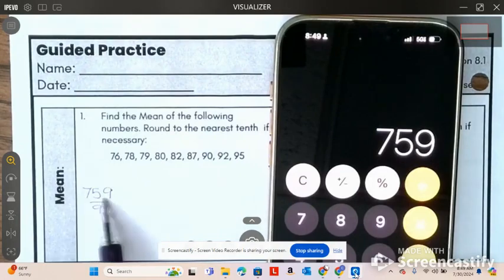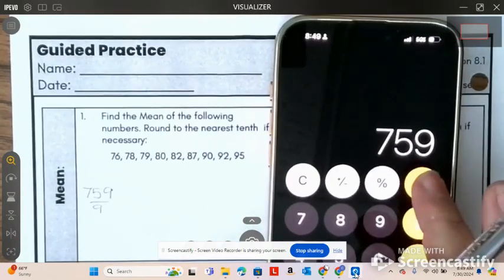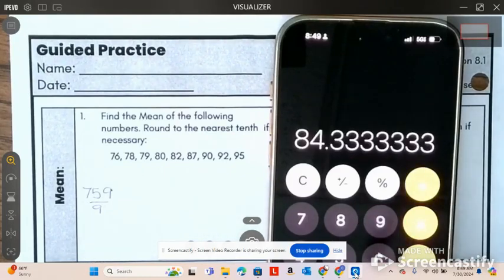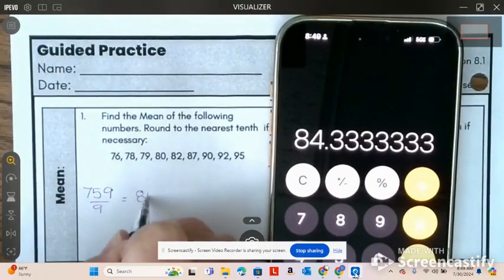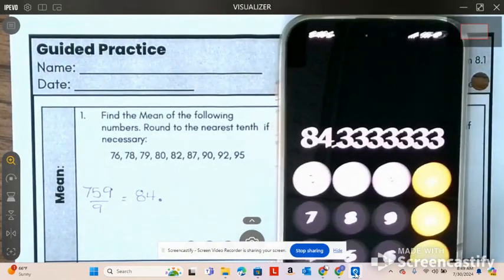So I'm going to take my 759. It's already on my calculator. I don't have to clear it and start over. I have my 759, and I'm just going to go divided by. And remember, we had divided by 9 because there were 9 numbers in the list. And I get this answer of 84. And remember, you're going to see the word and when you see that decimal point.